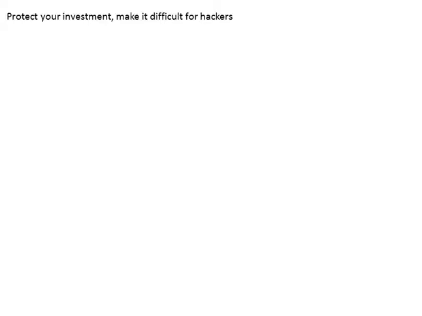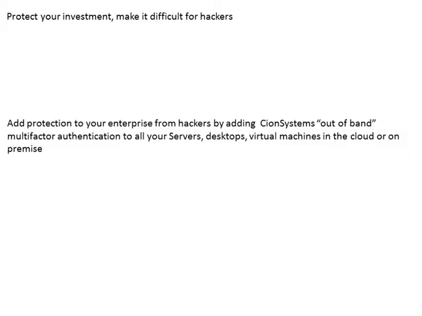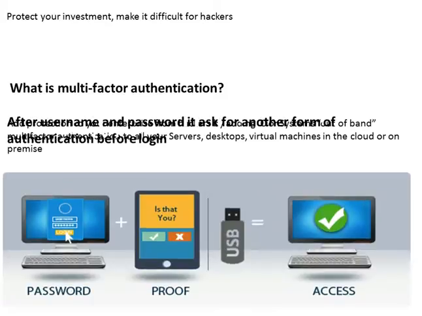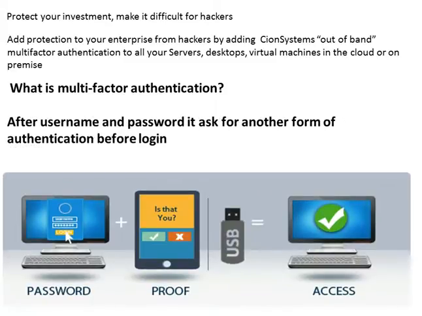Protect your investment, make it difficult for hackers by adding Sun System Autoband multi-factor authentication to all your servers, desktops, virtual machines in the cloud or on-premise. What is multi-factor authentication? After you enter the username and password, the system prompts you for another proof of who you are in the form of one-time password that is sent to your mobile or USB key, or challenge questions, or one-time password via external email. And only after that validation you are logged into the box and you gain access.